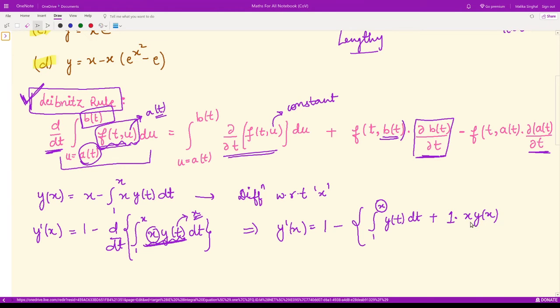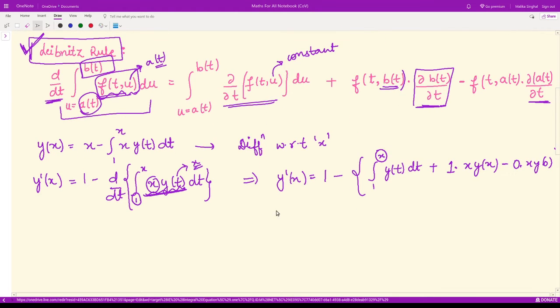So we'll have x into y of x minus the lower limit is 1, so the derivative of 1 with respect to x, that would be 0. So 0 into x into y of 0. So ultimately this term would be 0, right? So it would give me y dash x equal to 1 minus integration from 1 to x y of t dt minus x y of x.